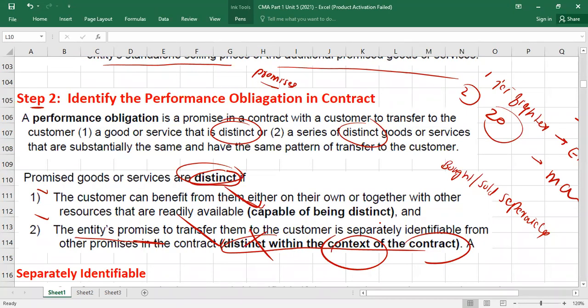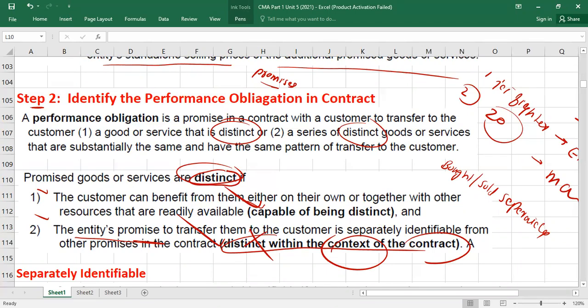Let me say again, don't confuse, I will give you an example. First try to memorize. If both points are there, what 2 points? Capable of being distinct, and it is distinct in the context of the contract. It means we have more than one performance obligation. If the second point is missing, then we will say we have only one performance obligation. Ready? Now I'm going to give you an example.